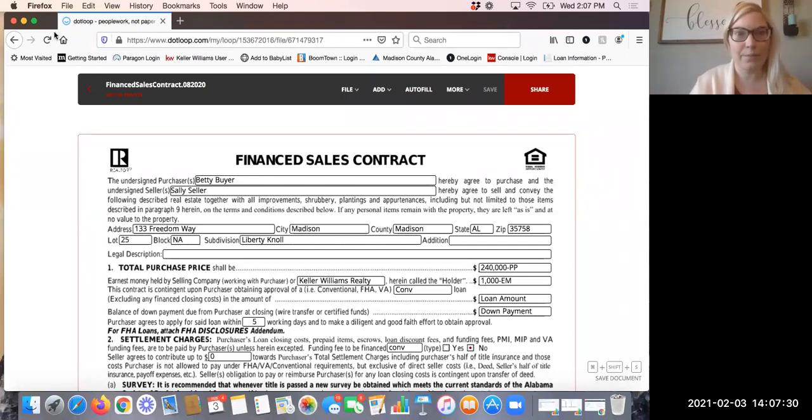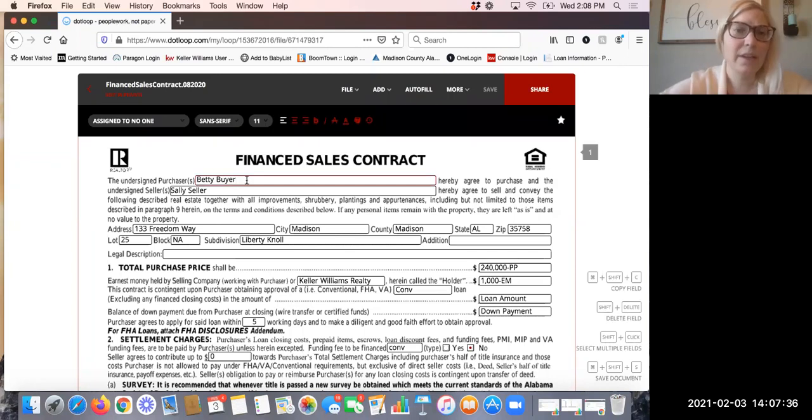All right, so we're going to get started under finance sales contract. The top line, we have Betty Buyer. That is going to be your purchaser's name. Easy peasy. Just write in your purchaser's name. The second line is the seller's name. Now, you might not know the seller, so where do you find their name? There's a couple of different ways that you can find their name.